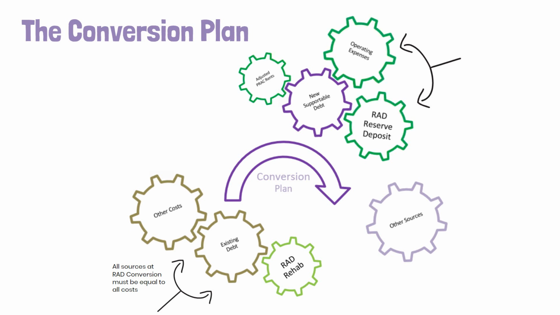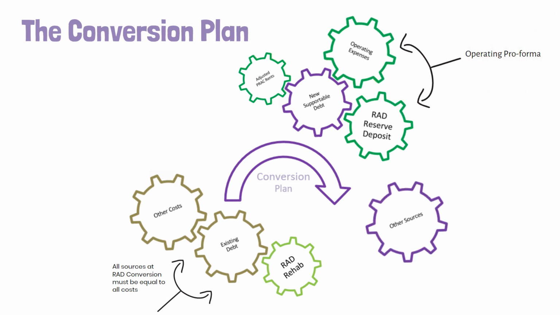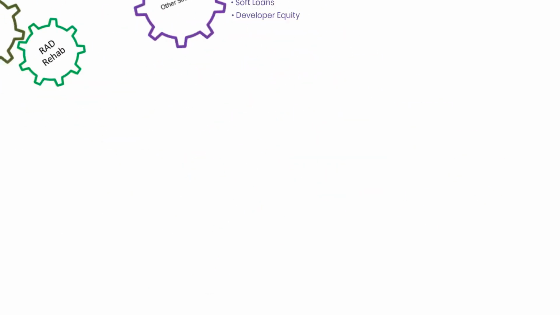These elements combine into an operating pro forma, which must demonstrate operational viability for 20 years. Other sources could include low-income housing tax credits, existing reserves, soft loans, and developer equity. In total, these sources must pay for the cost of your transaction. These costs include the RAD rehab, paying off existing debt, and other transactional costs. With your sources and uses balanced, you have assembled a key component of your plan.